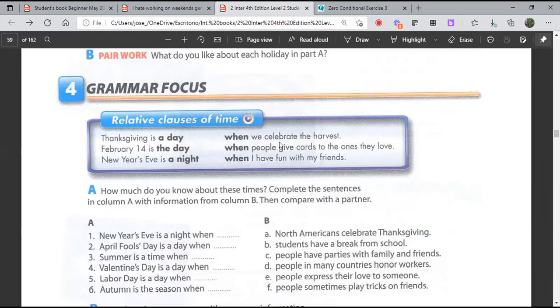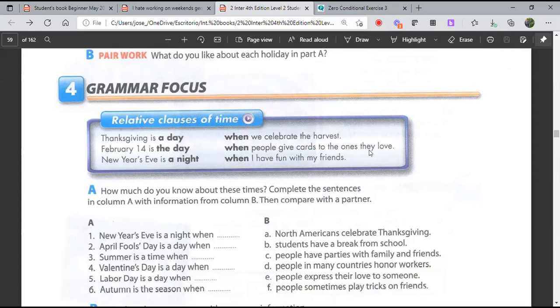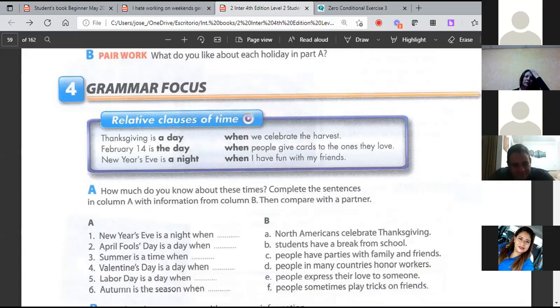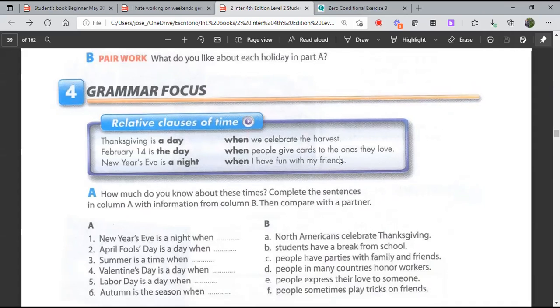When we celebrate the harvest. For the next one, February 14th is the day when people give cards to the ones they love, okay? New Year's Eve is a night when I have fun with my friends.